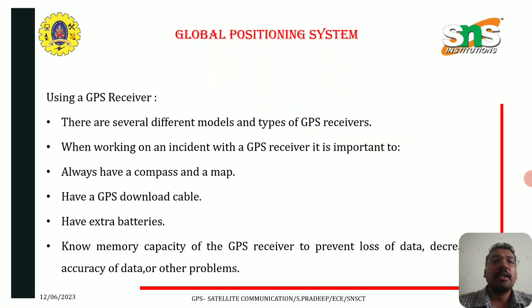There are several different models and types of GPS receivers available in the market. They can be chosen under the following categories. When working on an incident with a GPS receiver, it is important to always have a compass and a map, have a GPS downloader cable, have extra batteries, and know the memory capacity of the GPS receiver to prevent loss of data.